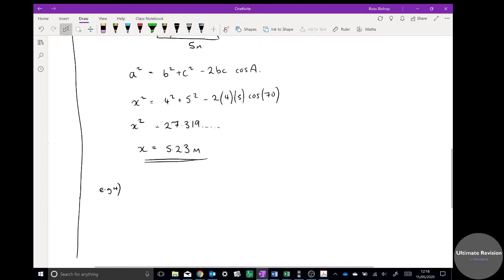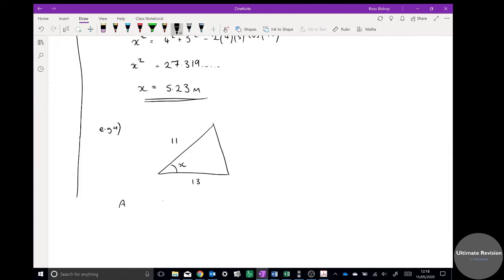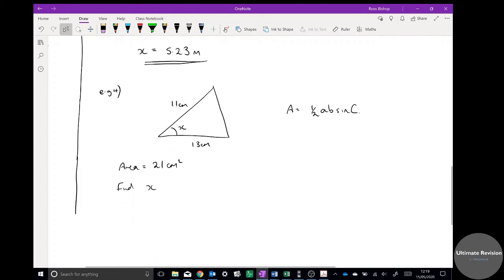And the final example, we're going to use the area formula. All of these are in a bit more detail in the worksheet notes above. In this example, it tells us the area is 21 squared and asks us to find x. So my area formula, again from GCSE: area of a non-right angle triangle is half ab sine C. C is the angle, so x, and for a and b, 11 and 13, it makes no difference.